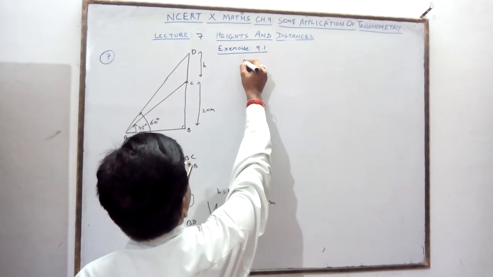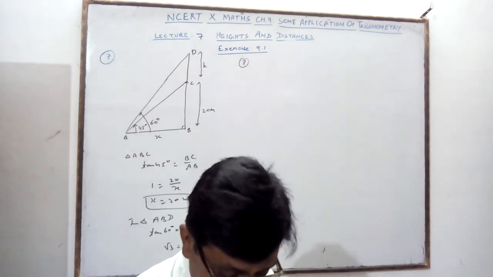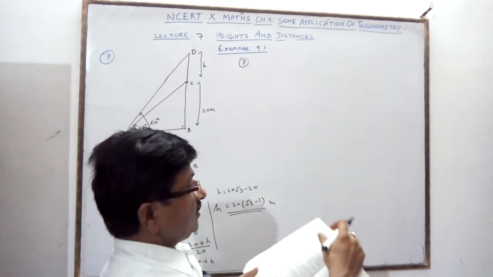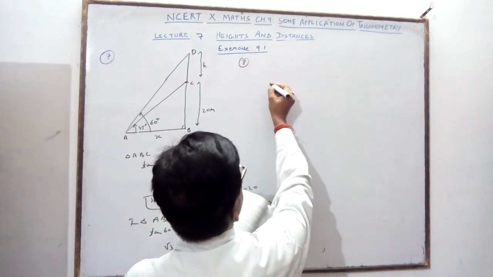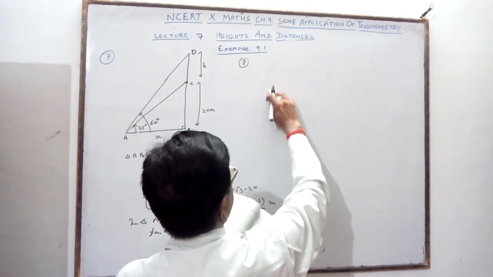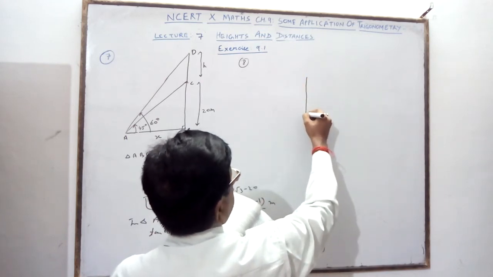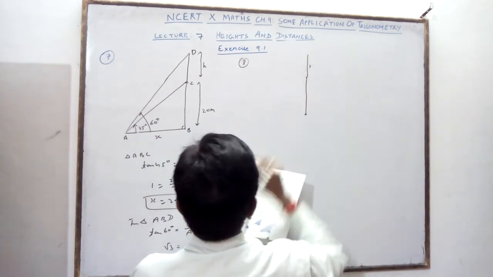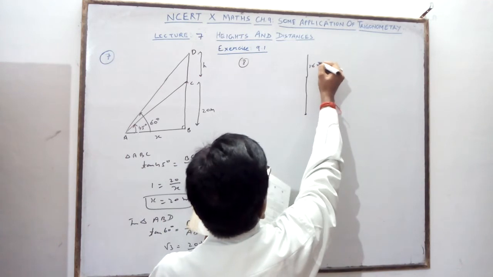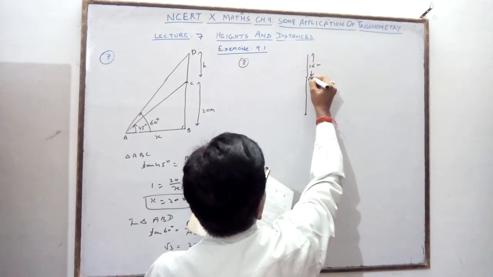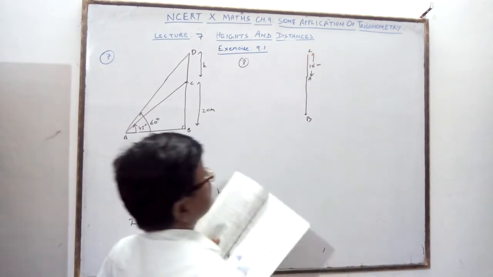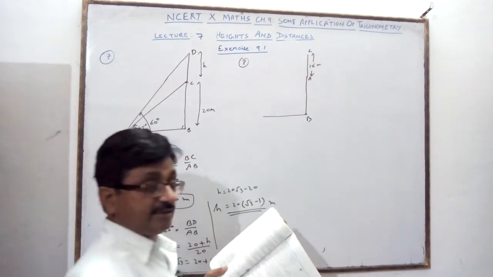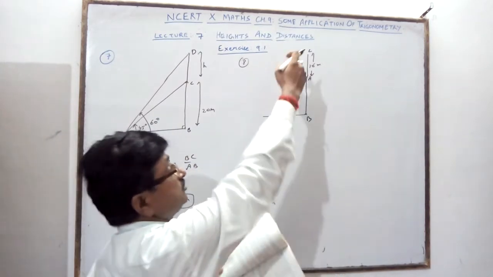Question number 8, we'll see. In question number 8, it is given a statue 1.6 meter tall. The statue is on a pedestal. Pedestal means there is a stand. There is a stand pedestal here, and on the pedestal there is a 1.6 meter tall statue. The pedestal is AB. AC is the statue on the ground. Pedestal means there is a stand and the statue is on the pedestal.